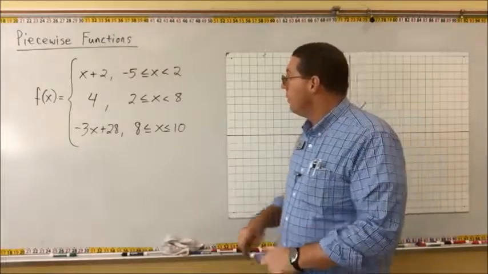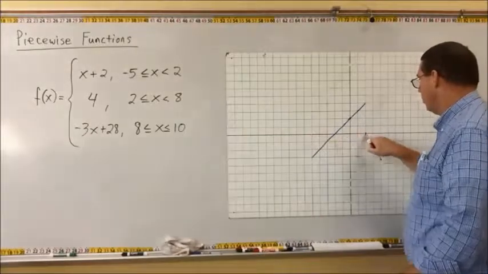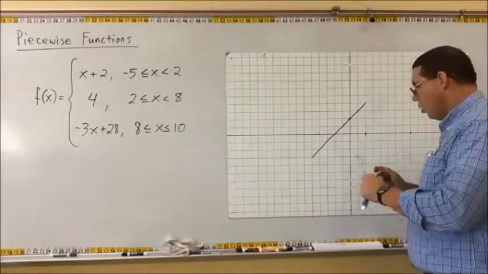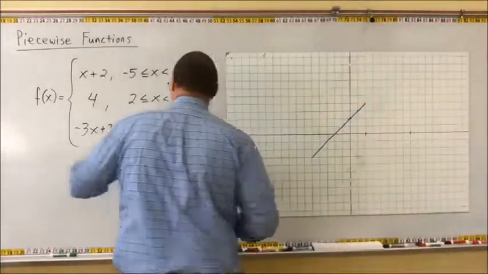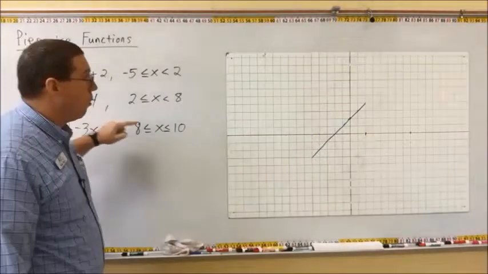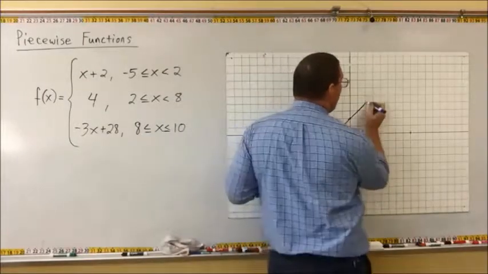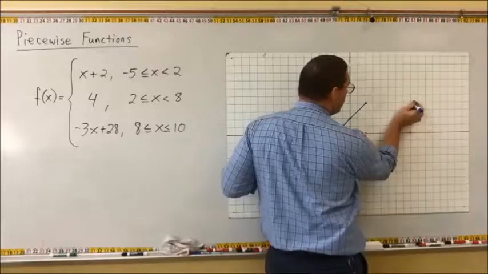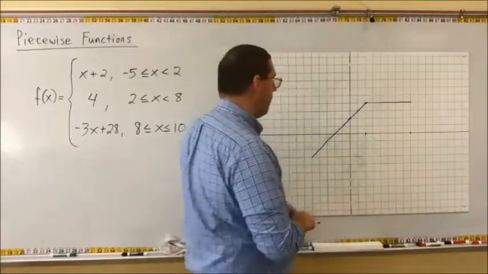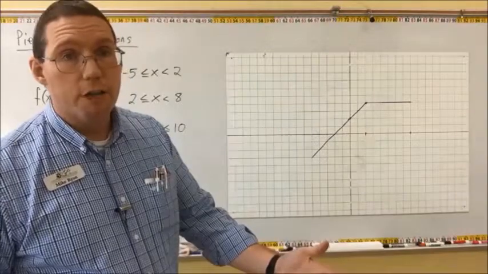Now, when we get to this interval from 2 up to 8, well, that starts here at 2 and goes up to 3, 4, 5, 6, 7, 8, goes up to here. That's going to be the graph of f of x is equal to 4, or just y equals 4. So we're going to go to 4: 1, 2, 3, 4. Starting at 2 and ending at 8, which will be right here, we're going to draw a horizontal line at 4. And that's just a piece of the function.